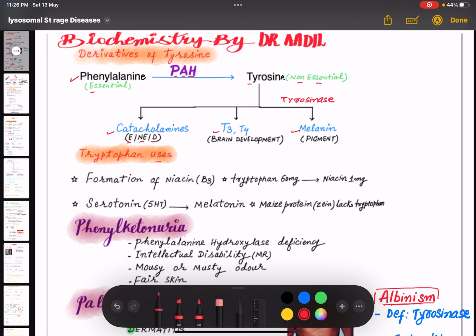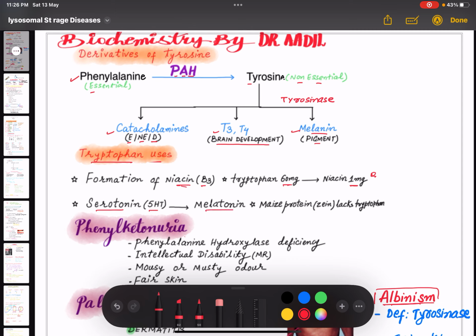And the thyroid hormones are responsible for brain development. And melanin is a pigment which gives color to our skin. See, what are the uses of tryptophan? From tryptophan, there is formation of niacin, which is vitamin B3. Remember MCQ: from 60 milligrams of tryptophan we get 1 milligram of niacin. From tryptophan we also get serotonin, which is also known as 5-hydroxytryptamine, and from this 5-hydroxytryptamine we get melatonin.